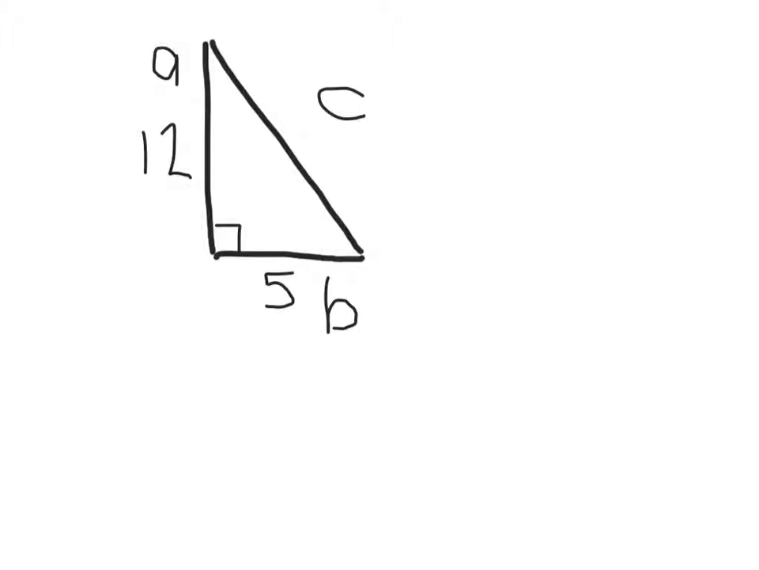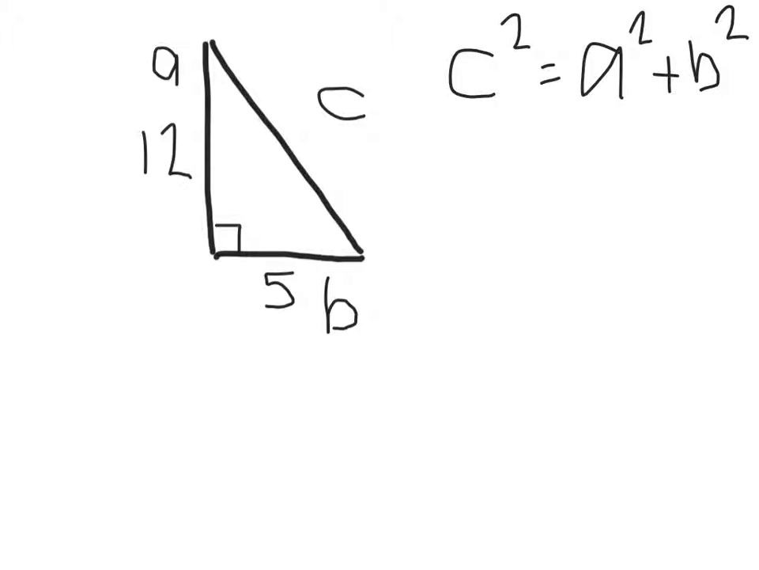So we have a triangle that has two short sides that we've labeled A and B, and they're 12 centimeters and 5 centimeters. Using our Pythagoras theorem formula, we can find out what the length of C is. From your introduction, you should have seen this formula. C squared is equal to A squared plus B squared.